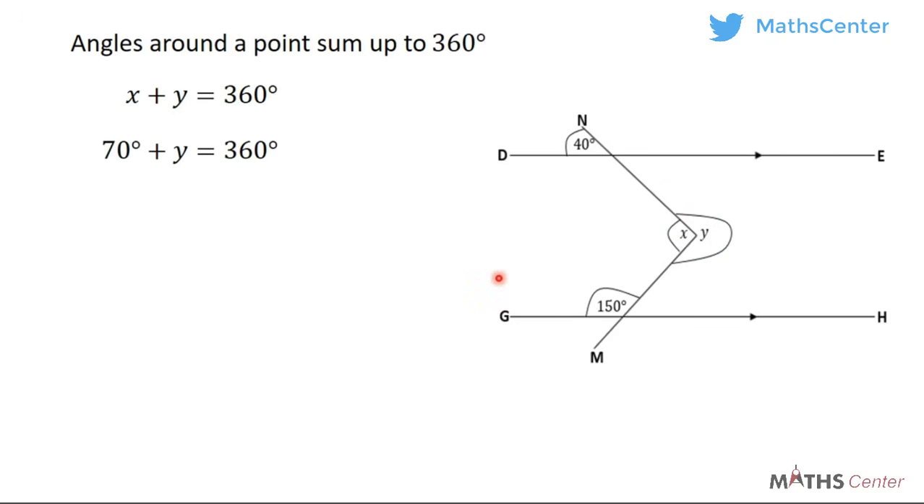We have found X to be 70 degrees. So if we simplify, Y is going to give us 360 degrees minus 70 degrees, which is 290 degrees. So we have been able to find X, we have also been able to find Y.